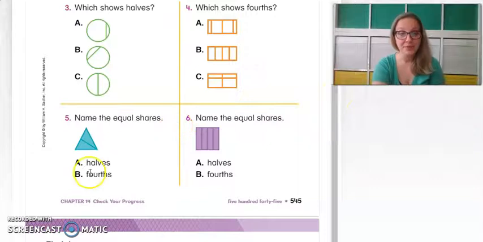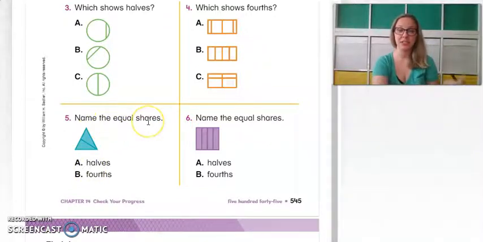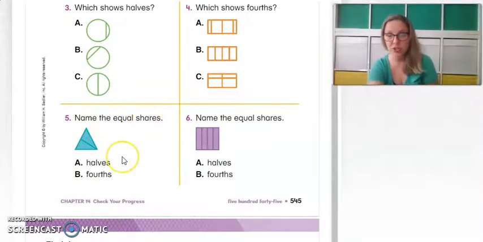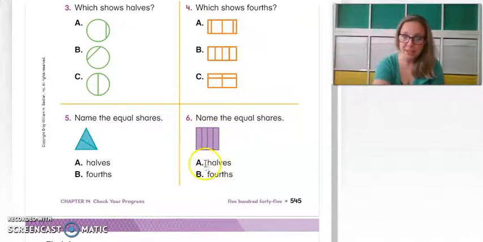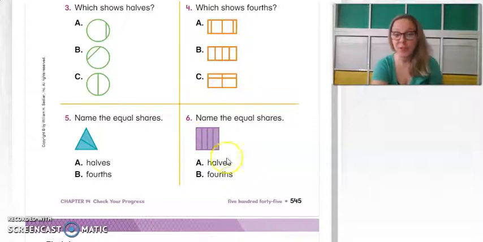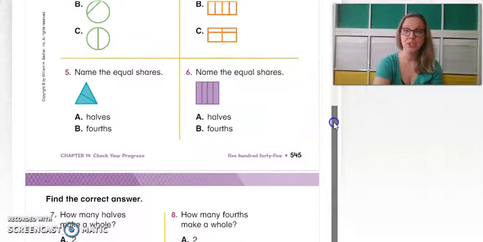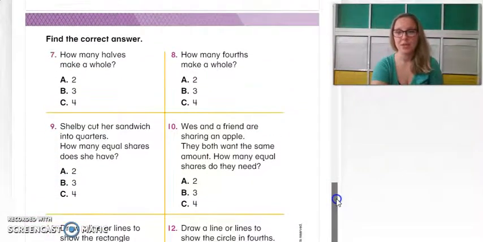Moving down to number 5, it says name the equal shares. So what are those equal parts called? So they broke this triangle into 2 equal parts. Are those called halves or fourths? If you think it's halves, circle A. If you think it's fourths, circle B. Number 6, name the equal shares. So this shape has been broken into 4 equal parts or equal shares. If you think those parts are called halves, circle A. And if you think those parts are called fourths, circle B. And when you're finished with that problem, you can turn the page. I'm going to get ready on page 546.